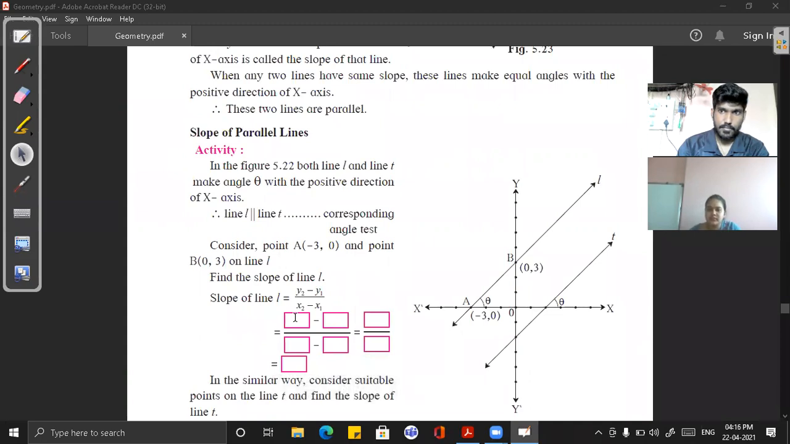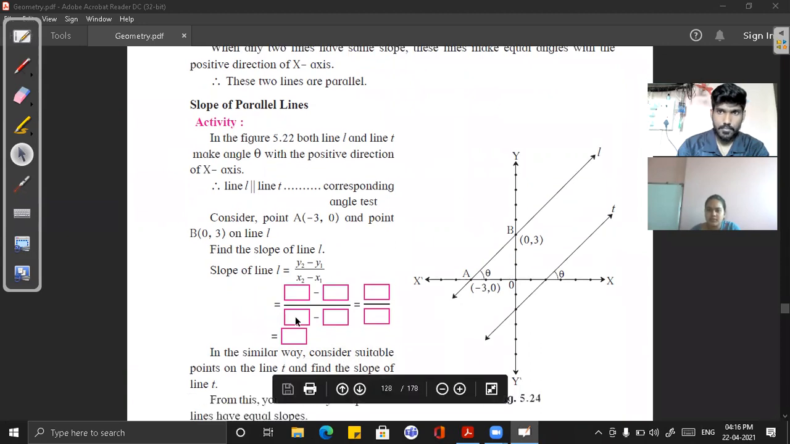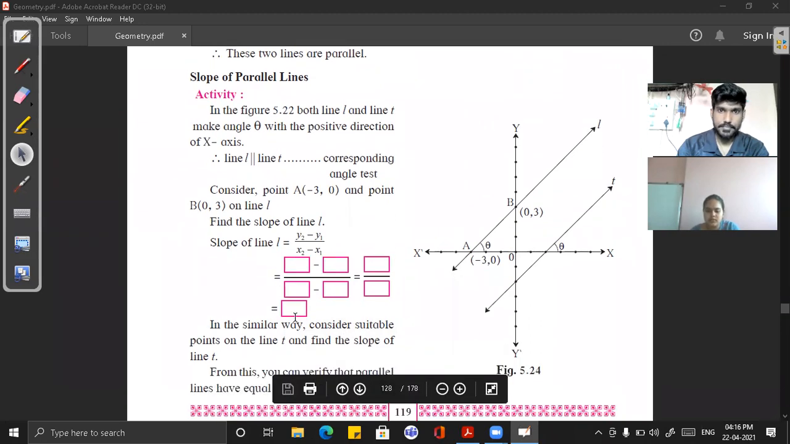I think trigonometry is the next chapter only. Sixth chapter is, yeah, sixth.